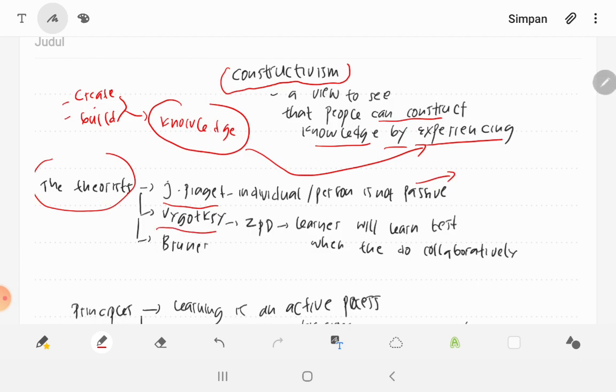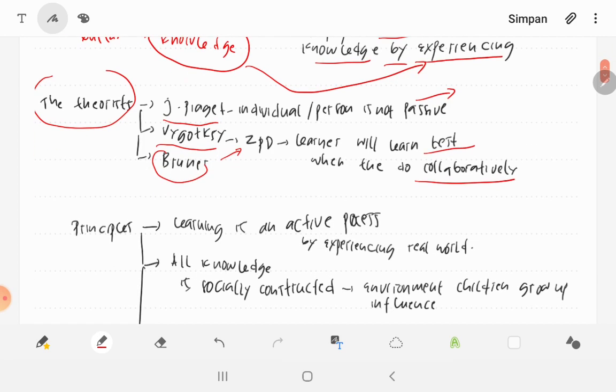And the second is Vygotsky. Vygotsky is famous for his term ZPD, the zone of proximal development, meaning that the learner will learn best when they work collaboratively with their partner. Vygotsky assumed that the student or learner will get knowledge better when they actively discuss with their partner and learn together, not individually. And then the third figure is Bruner.